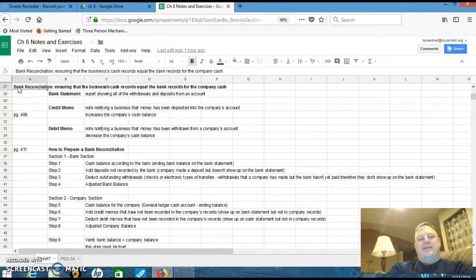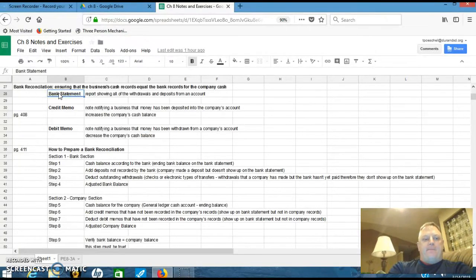One of the key components that you need in order to do a bank reconciliation is the bank statement. A bank statement is simply a report showing all the withdrawals and deposits from your account that have cleared the bank. You may have written some checks, made some withdrawals, deposited some money that you'll have in your records, but they don't show up in the bank's records. We'll talk about what that means in just a second.